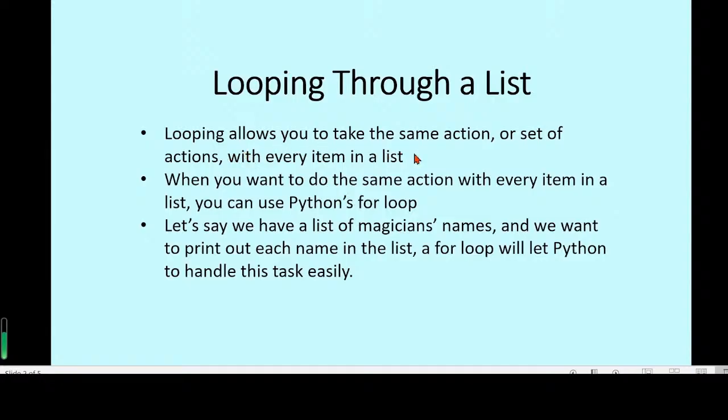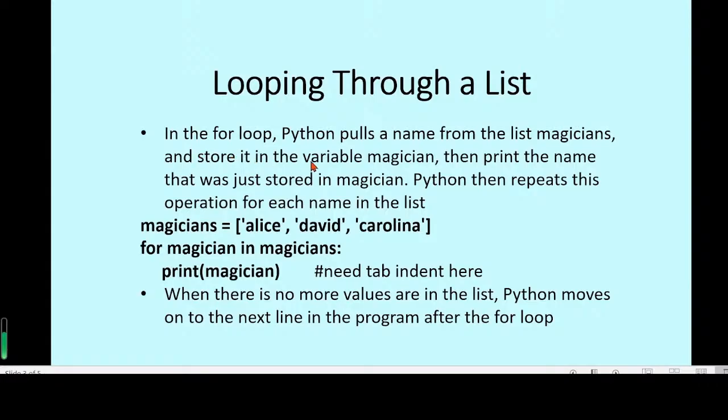Looping allows you to take the same action or set of actions with every item in a list. When you want to do the same action with every item in a list, you can use Python's for loop. Let's say we have a list of magicians' names, and we want to print out each name in the list. A for loop will let Python handle this task easily. In the for loop, Python pulls a name from the list magicians and stores it in the variable magician. Then it prints the name that was just stored in magician. Python then repeats this operation for each name in the list.